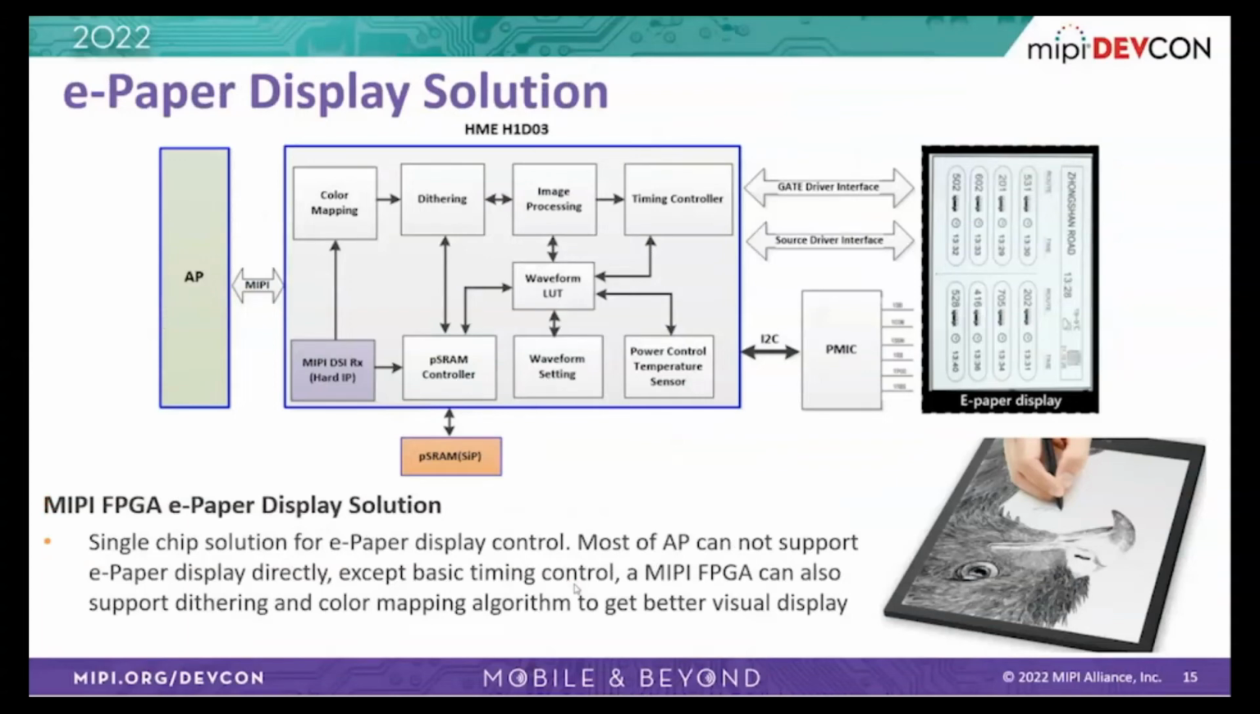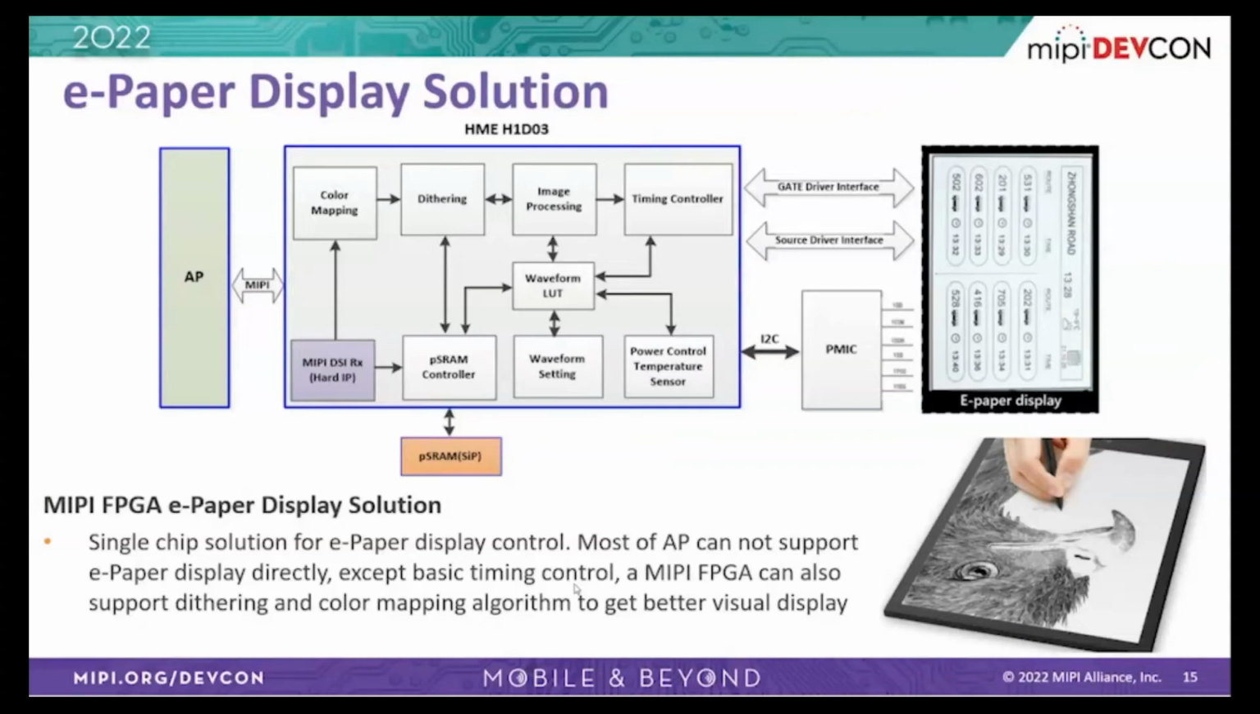And here is another solution for the e-paper display. For this kind of application, the background is that you can see several tablets that can support the e-paper display, but the e-paper display has very special requirements on the source and gate driving interface. Most application processors cannot drive this kind of interface directly, but with the help of H1D03, it is possible for them to drive this kind of interface.